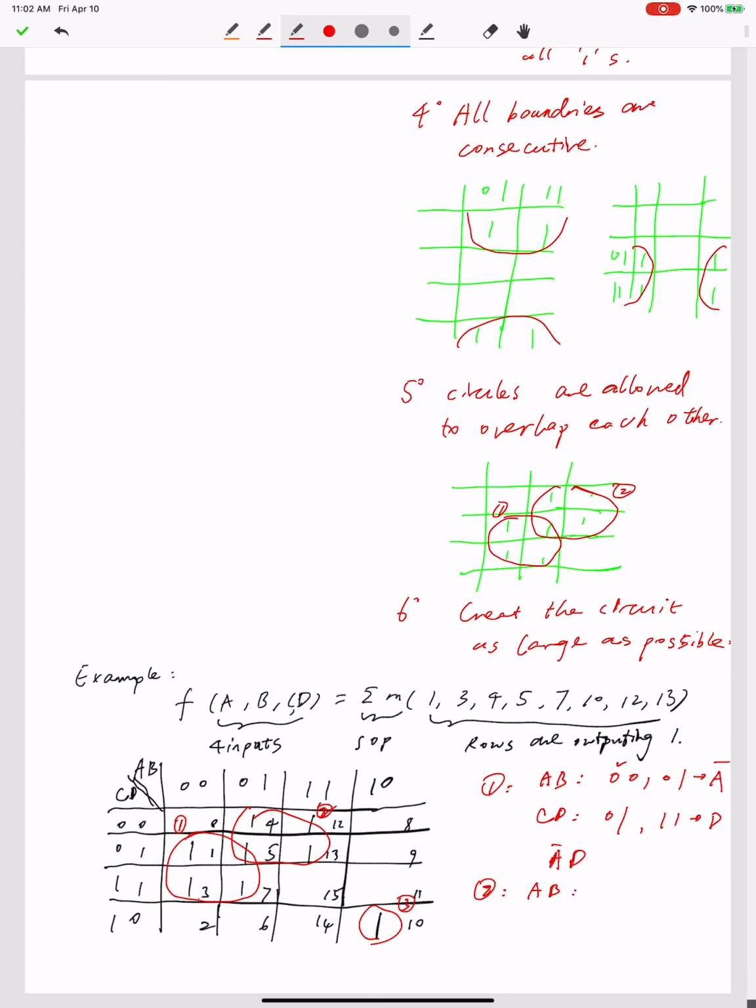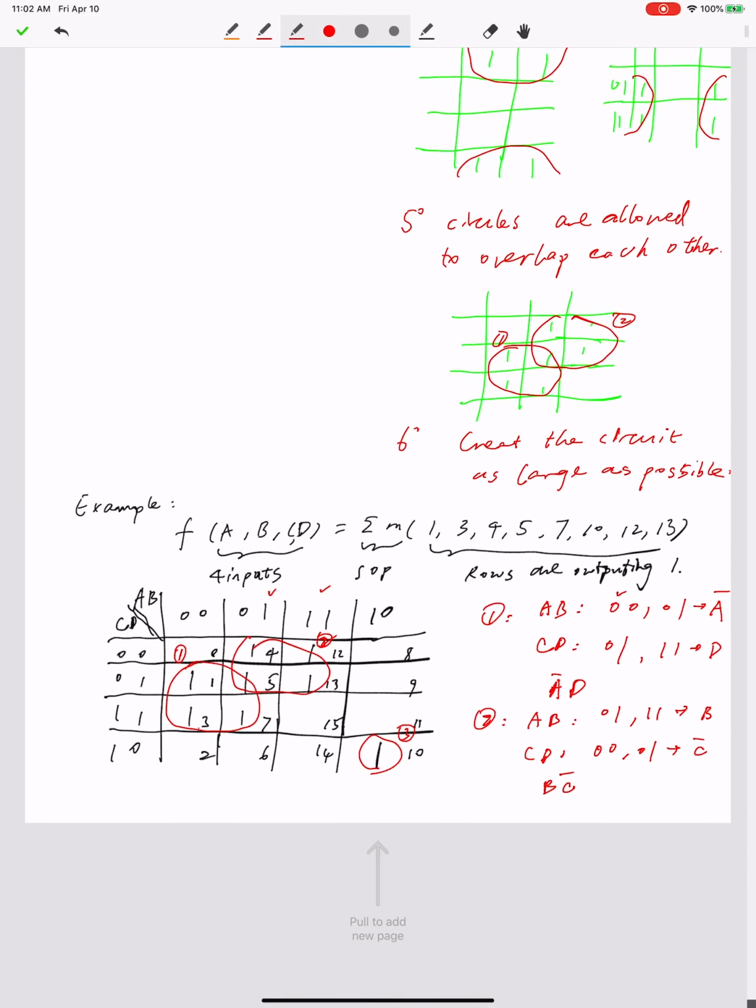AB are 0, 1, and 1, 1, because circle number 2 occupies these 2 columns, right? And the unchanged one is B. B is always 1, right? And for CD, it occupies 0, 0, and 0, 1. The unchanged one is C. C is always 0, which means it's C bar, right? And put that together, that's BC bar.